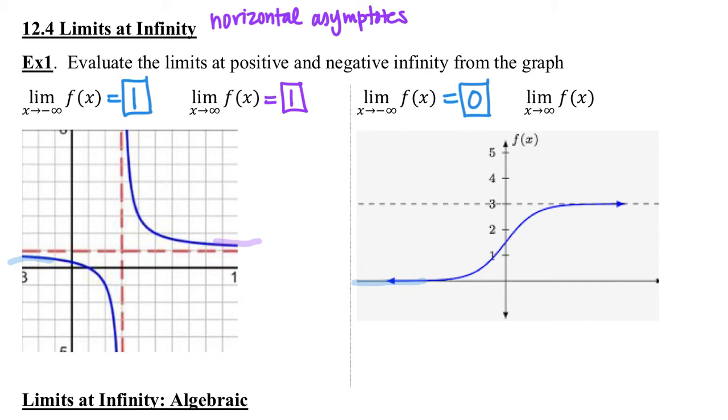Okay, now as x approaches positive infinity, the graph's going this way. And as I go this way, the y value is getting closer and closer to 3. I could say 3 from the negative side if I wanted to describe that it was just below the horizontal asymptote. Okay, so it could be different on either side depending on the behavior of the graph around the horizontal asymptotes.